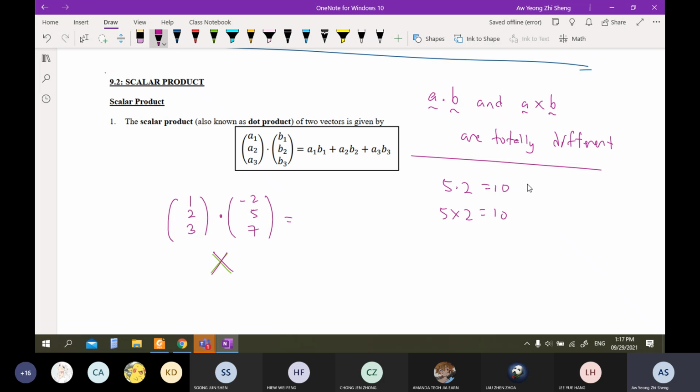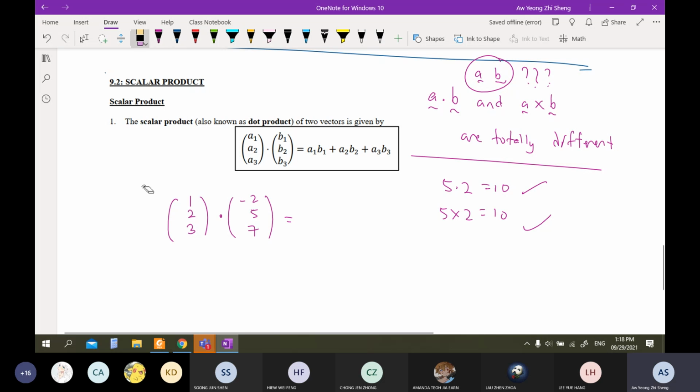When you have usual numbers, it doesn't matter. But when you have vectors, be very careful. Dot and cross have totally different meaning. And if you write nothing in between, then people will not know whether you want the dot or you want to cross it. So for vectors, be very careful.